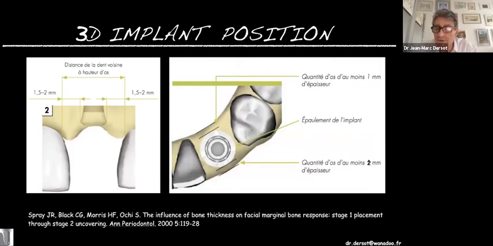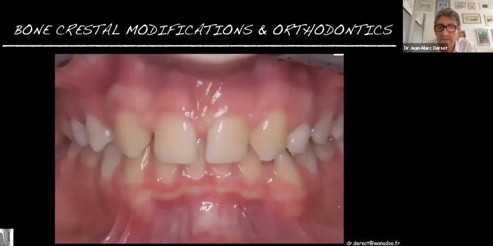We also need a certain quantity of bone on the buccal, but also on the palatal aspect. We will be in the best condition if we have 2 millimeters of bone on the buccal aspect of the implant, but also on the lingual. If we have 2 millimeters of bone, and the plaque control is very high, the risk of bone loss is very low. If the thickness of the bone on the buccal aspect of the implant is narrower, the future of the bone volume can be a little worse if the plaque control is not good.